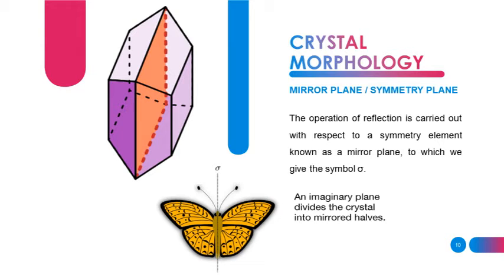To have a closer view, a mirror plane is an operation of reflection that is carried out with respect to a symmetry element, to which we give the symbol sigma. The best example for this mirror plane would be the butterfly. This type of symmetry is also called bilateral. The left half of the butterfly is equivalent to the right half. So it means the mirror plane, or the sigma, is perpendicular to the page and bisects the butterfly as indicated by the dotted line.